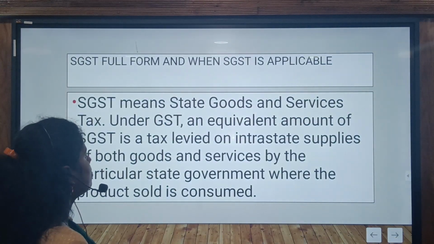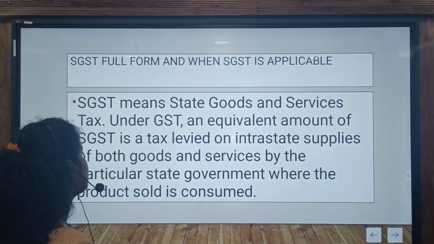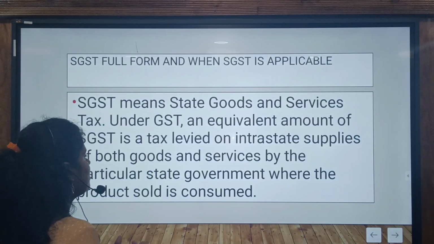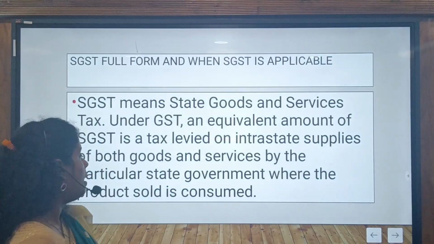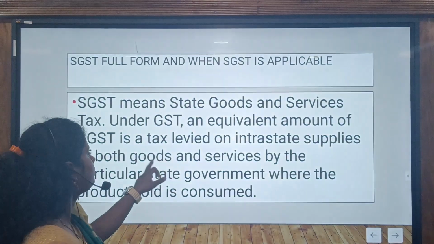Now SGST. We all know the full form of SGST, that is State Goods and Services Tax. SGST is a tax levied on the intrastate supplies of both goods and services by the particular state government where the product sold is consumed.